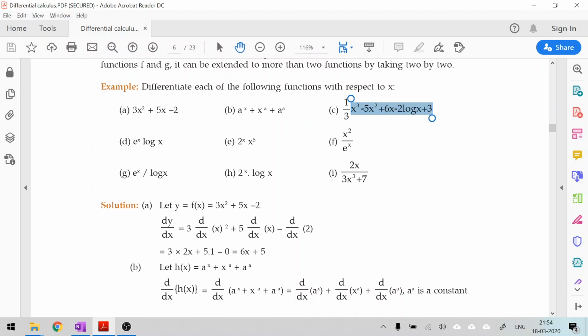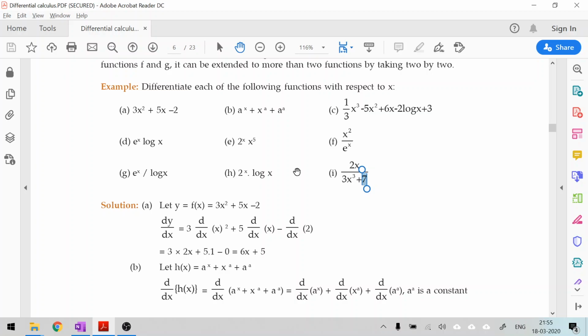Now look at these questions. The first 3 questions that we saw were 3x square plus minus plus minus and so on. It was only addition and subtraction. From the 4th question onwards, it's a product of 2 terms. e power x multiplied by log x. 2 power x multiplied by x power 5. The next question is x square divided by e power x. The next question is e power x divided by log x. Here it is again multiplication, here it is division. So you see D, E, F, G, H and I. All the 6 questions have a multiplication or a division.